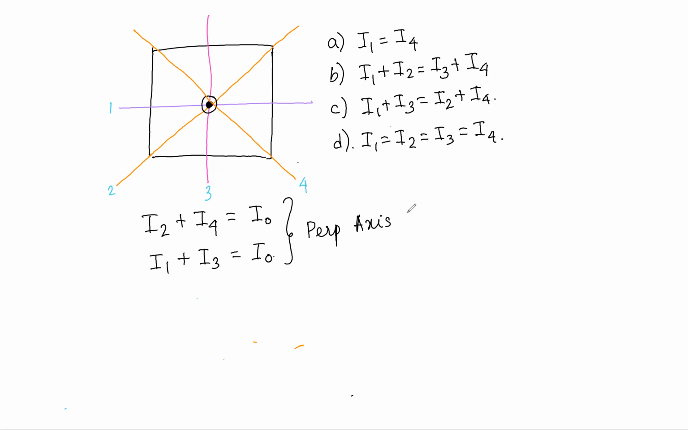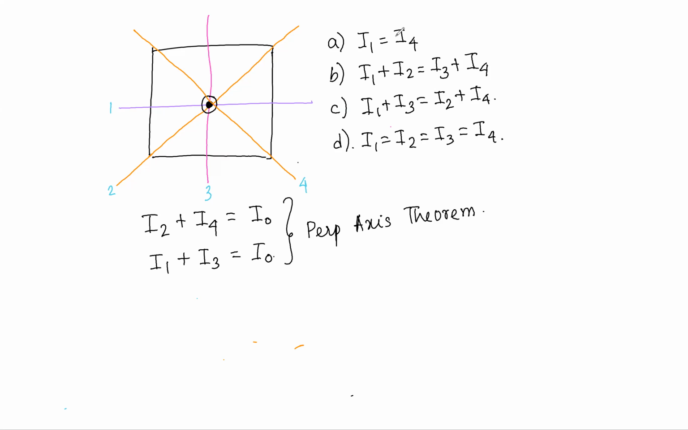I never said that the axis should be perpendicular to some side of the object. No, the axes should be perpendicular to each other. Two of the axes should lie in the plane of the object, and the third one should lie perpendicular to the plane of the object. After that, you can write I1 plus I2 is equal to the moment of inertia through the third axis, whichever the third axis is. So you can write I2 plus I4 is equal to I0, or I1 plus I3 is equal to I0.